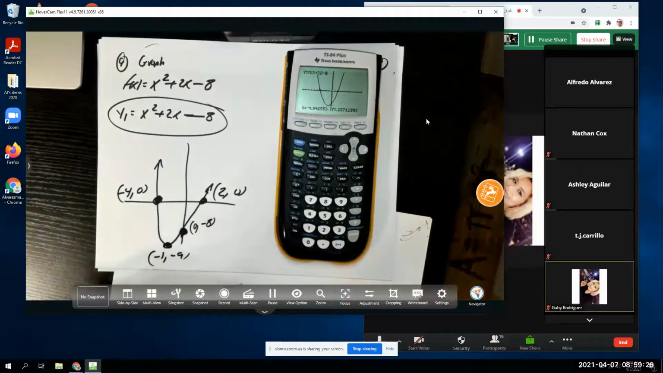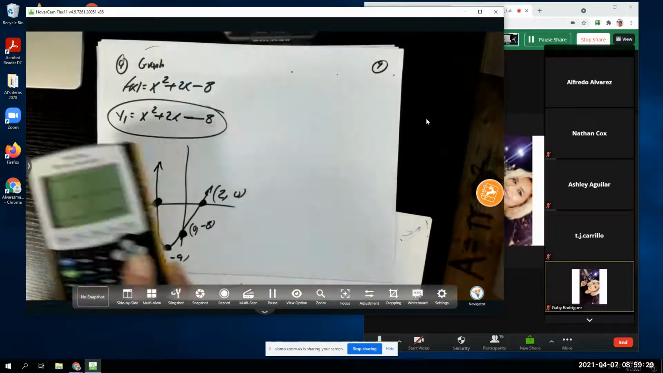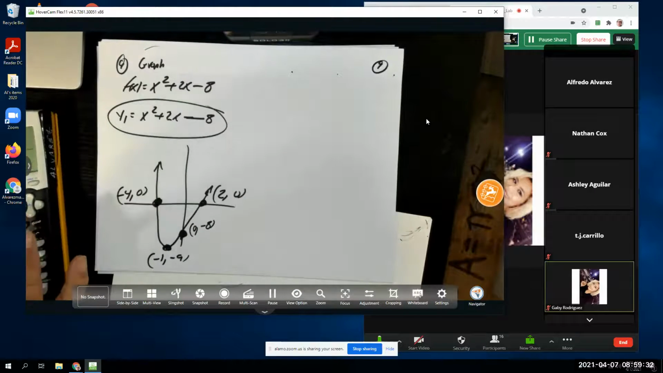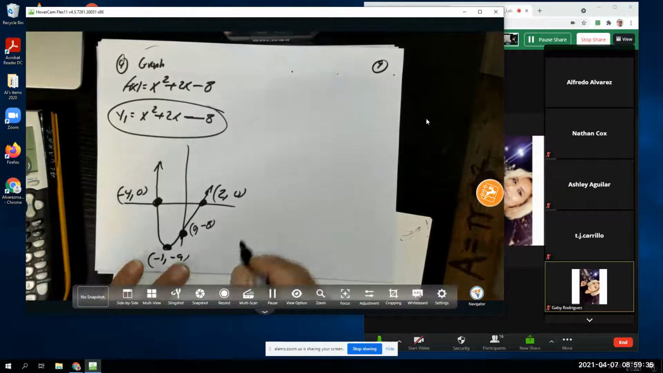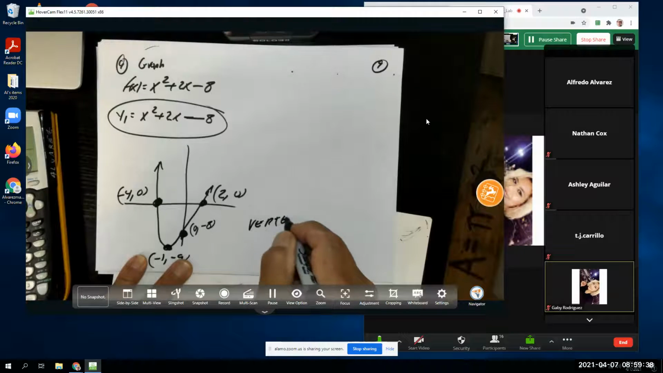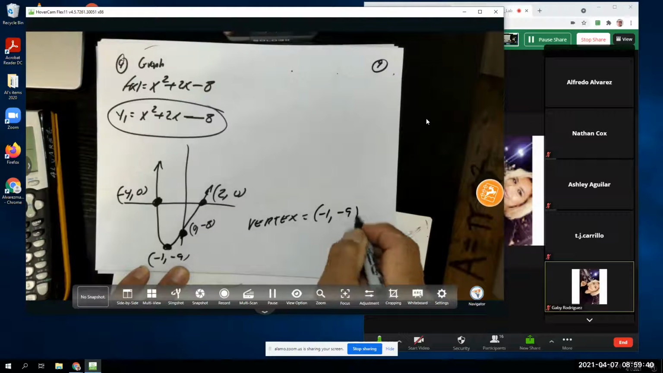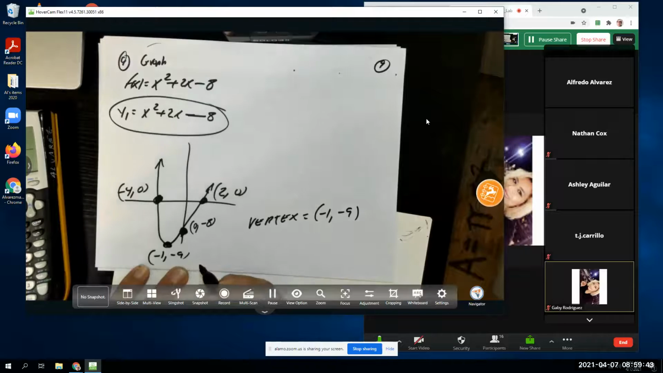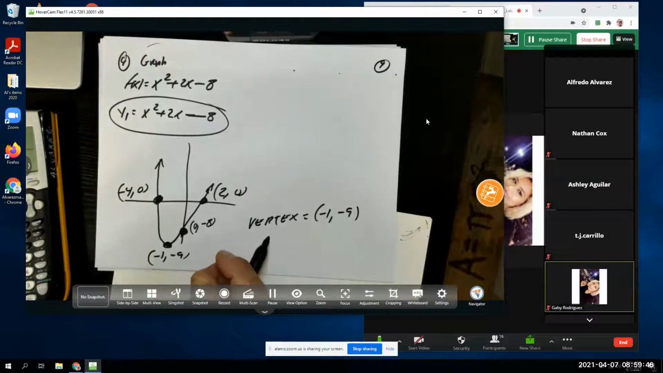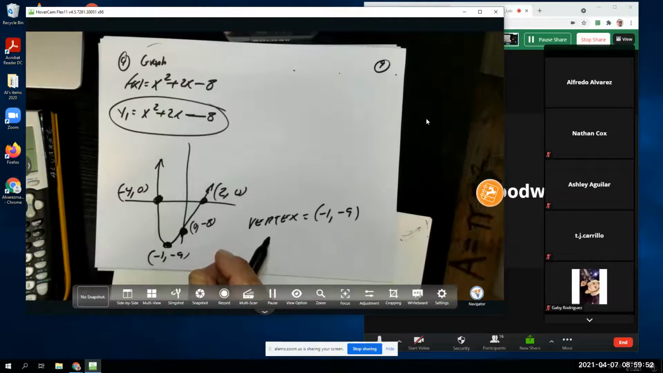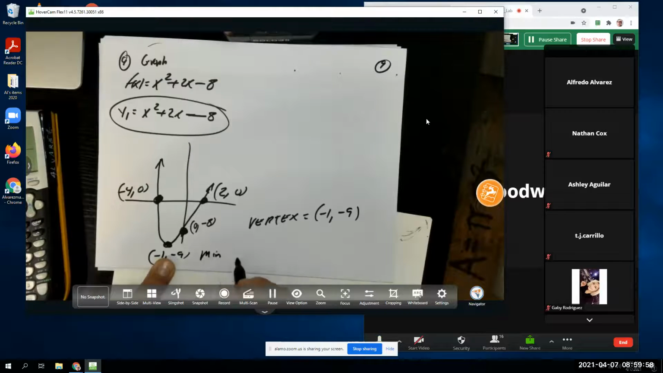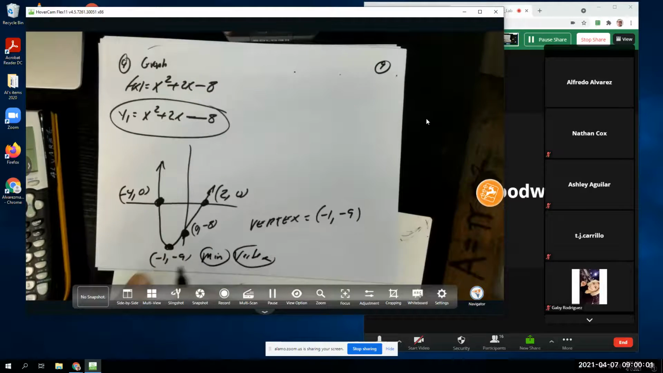Okay. So now there's my graph. And what do they ask? I don't know. If you want to ask, the vertex is this number here: -1, -9. That's what that is. And I don't know if they ask any other questions. Do they ask for x intercepts? Is the vertex the lowest point or the highest point? This right here is like the min, and this is the vertex. This right here. That makes sense? That's what the vertex is.